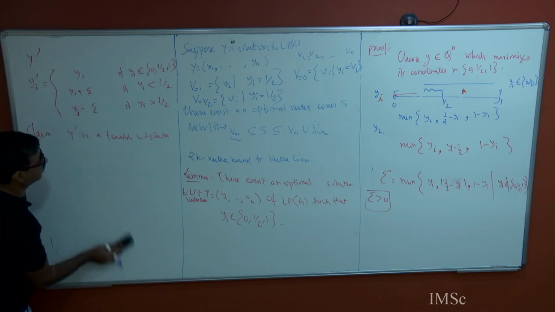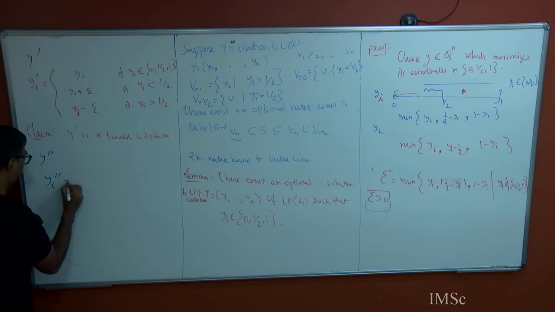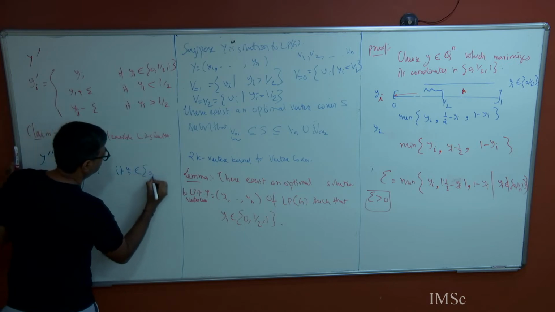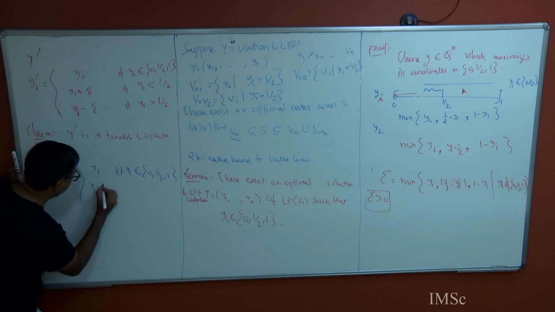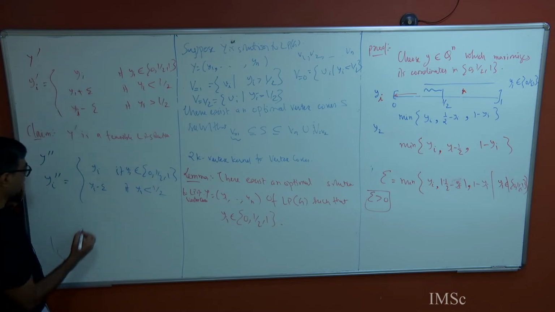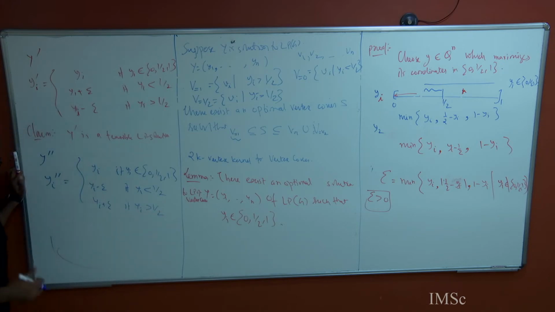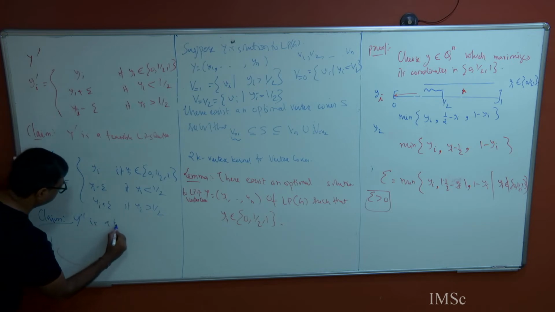Now let's create another solution. I'm going to make y double prime. What is y double prime? It's basically the opposite of it. It is still yi if yi is an element of 0, half, 1. But now I'm going to do yi minus epsilon if yi is less than half, and yi plus epsilon if yi is more than half. I claim this is also a feasible solution. Claim: y double prime is a feasible LP solution.